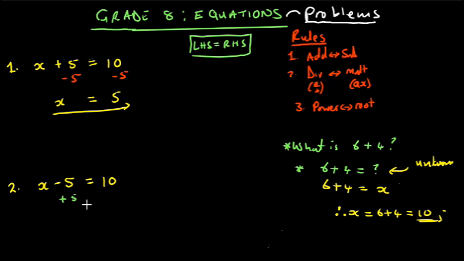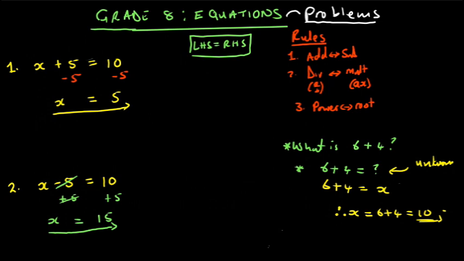So when we come here, we also do it to the right-hand side because the left-hand side is equal to the right-hand side. Now, x is equal to 10 plus 5. This is going to go away again. So we are going to be left with 15. Look, we have just solved our equation again.